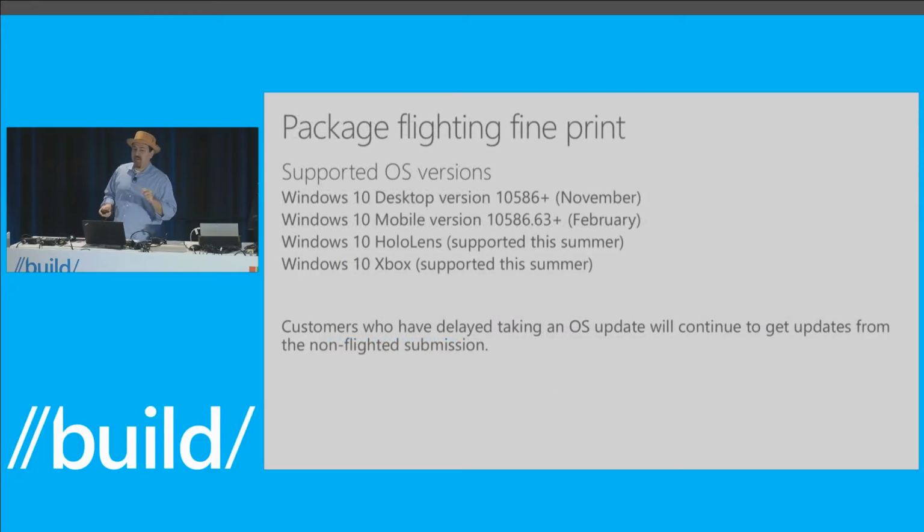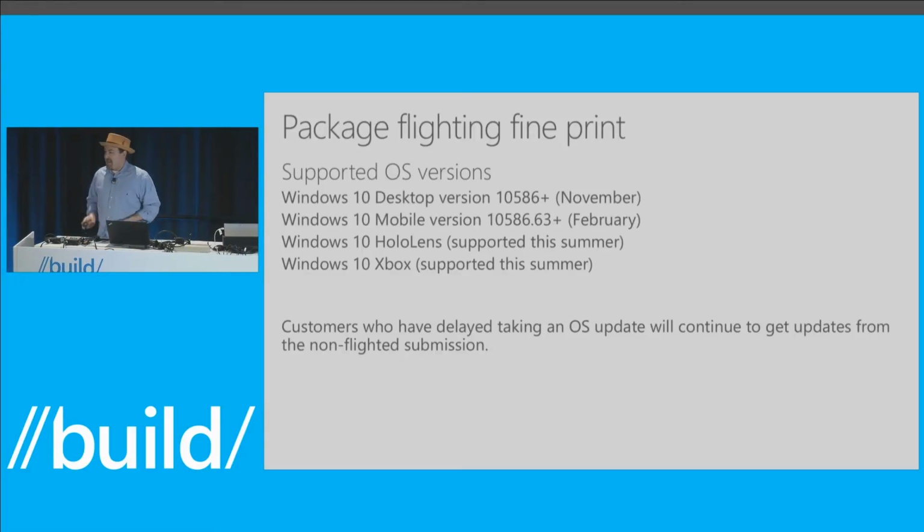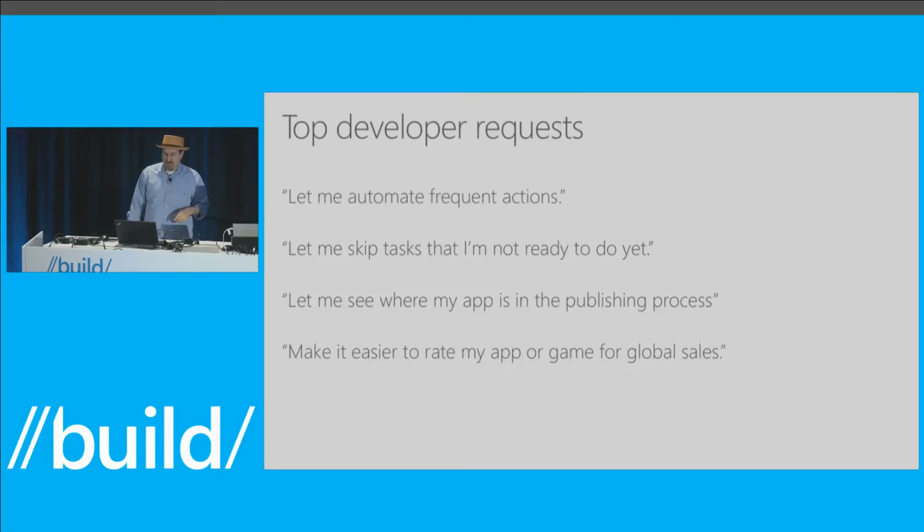So a little bit of fine print about package flighting. It is a new feature. If your customers are keeping Windows up to date, package flighting will work for those customers. They will get packages from flights. If for some reason they've delayed taking an OS update, since November for desktop, since February for mobile, they still get packages. When they acquire the app, they'll still get delivered. It'll just be the package from your non-flighted submission, not the packages from your flight.